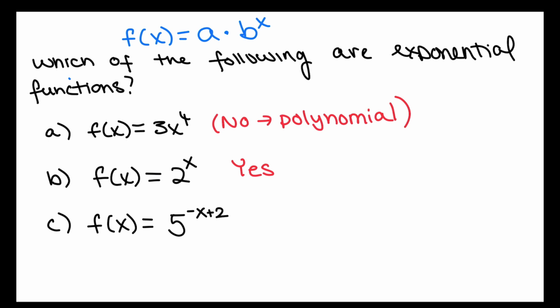And then the last one, f of x equals 5 to the negative x plus 2. That is also an exponential function because that variable is in the exponent. So we've got 5 to the negative x plus 2. We'll see later on in this video that we can actually just think of that as an exponential function with a graphing transformation.